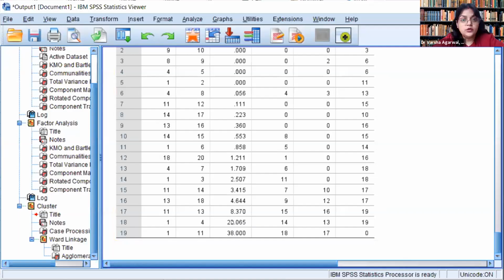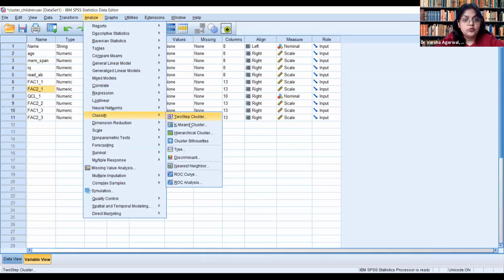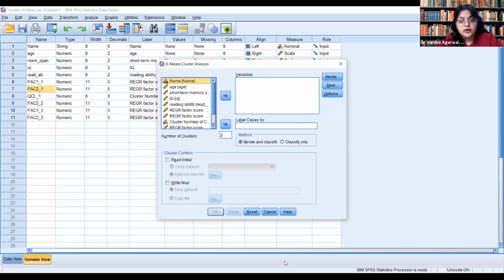Okay, so again I will go to my SPSS. Now I will run the k-means cluster method, as we already told that once you have identified the number of clusters, again you go for analyze, classify, and then you go for k-means cluster method. What are the variables that you need to see now? Okay, k-means cluster method you see. So you need to enter two clusters here.